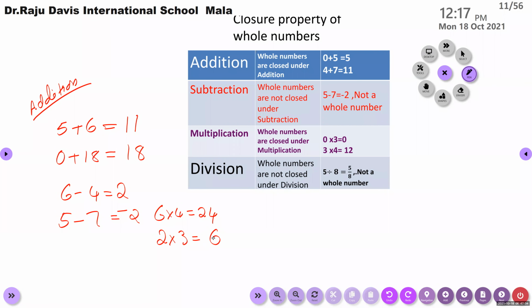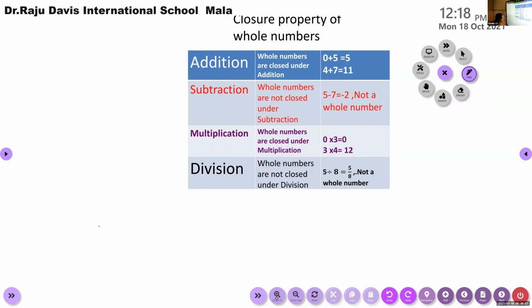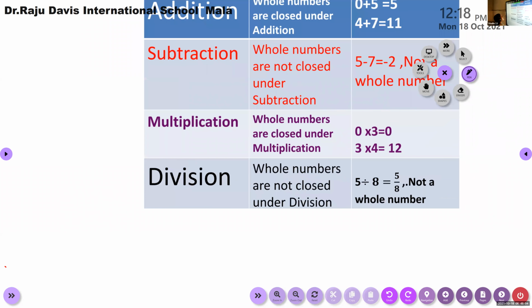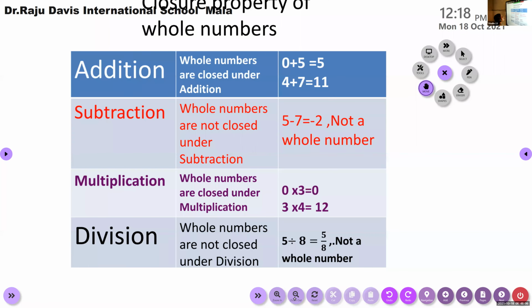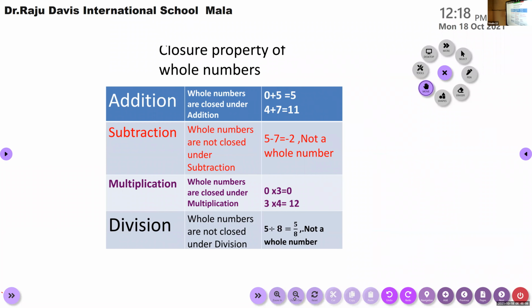Now we will discuss division. 3 divided by 4, that is 3 by 4. Is it a whole number? No, a decimal value will come. So what can we say? Whole numbers are not closed under division. Now all of you write this table in your book: closure property of whole numbers, with 3 columns.